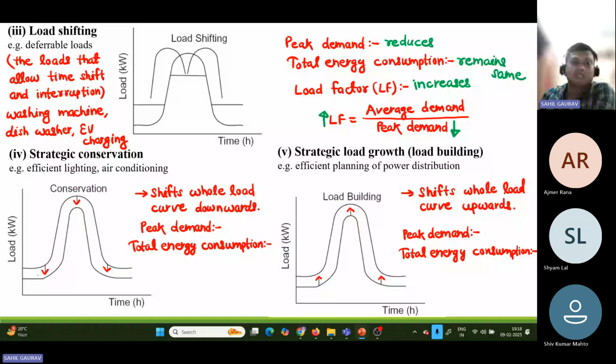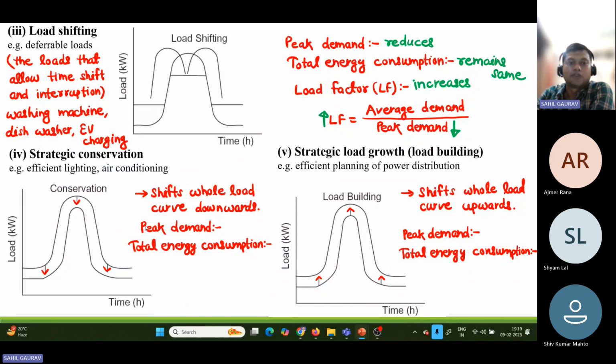It means you are shifting the whole load curve downwards. So strategic conservation means that you are shifting the whole load curve downwards. You are conserving energy by using lighting and air conditioning efficiently. These are examples of strategic conservation.